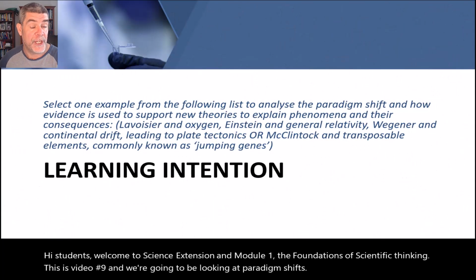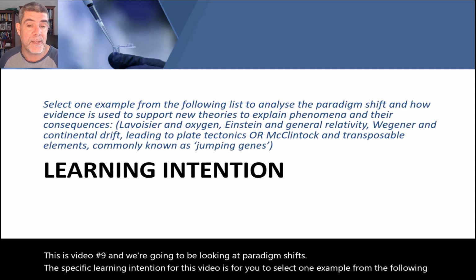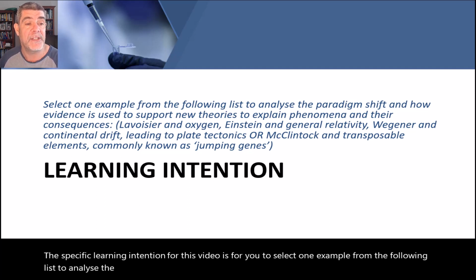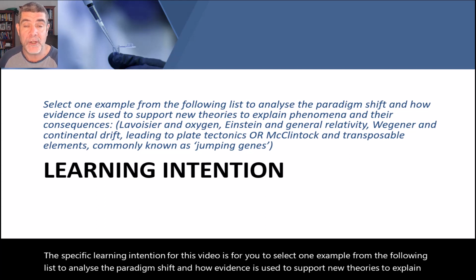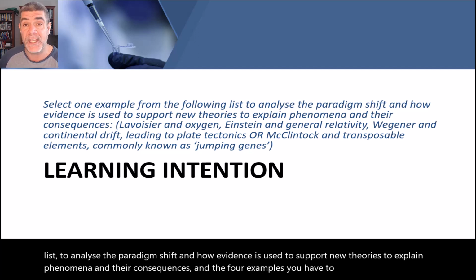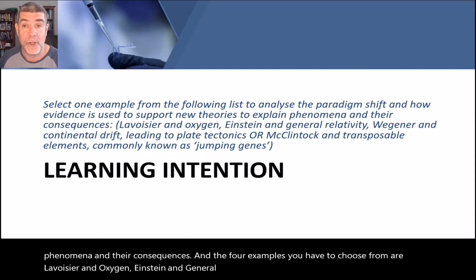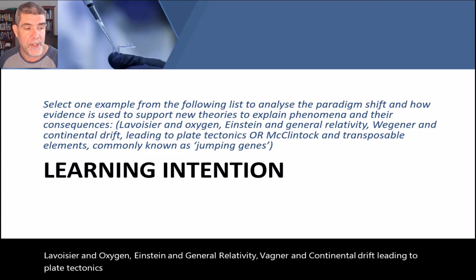The specific learning intention for this video is for you to select one example from the following list to analyse the paradigm shift and how evidence is used to support new theories to explain phenomena and their consequences. And the 4 examples you have to choose from are Lavoisier and oxygen, Einstein and general relativity, Wegener and continental drift leading to plate tectonics, or McClintock and transposable elements, also known as jumping genes.